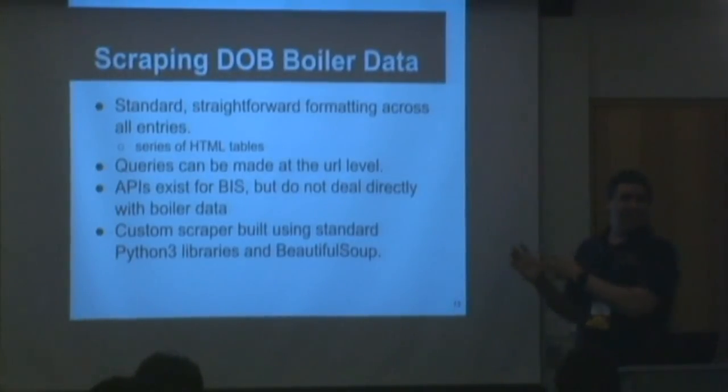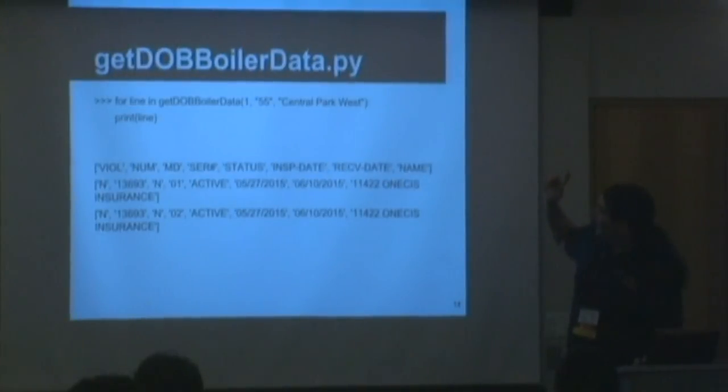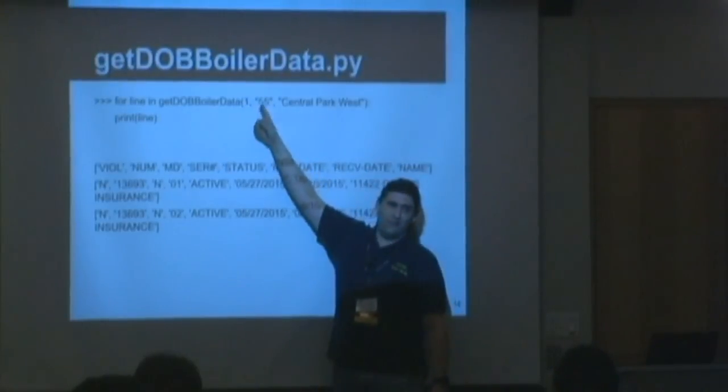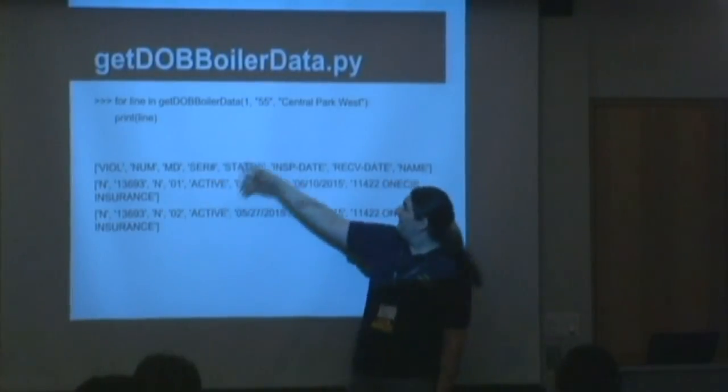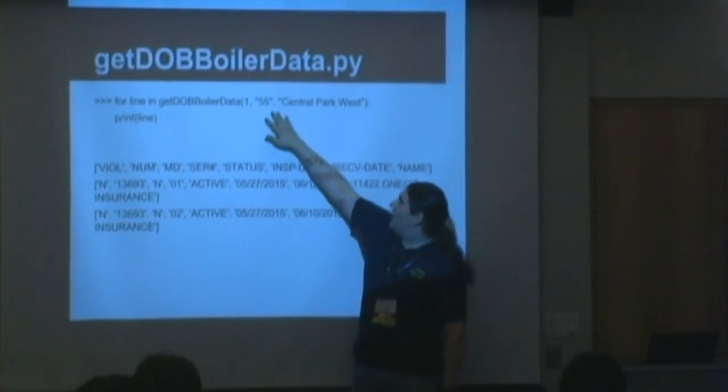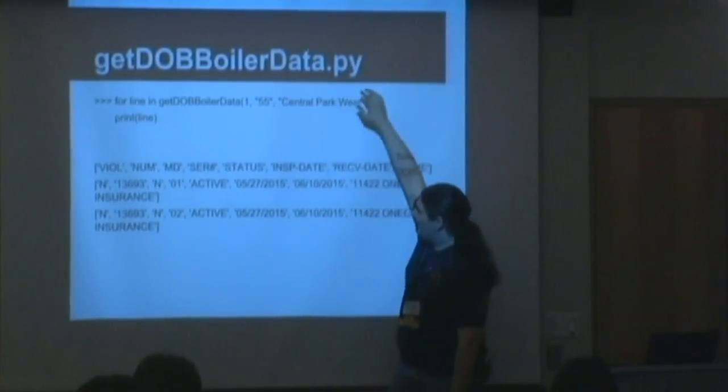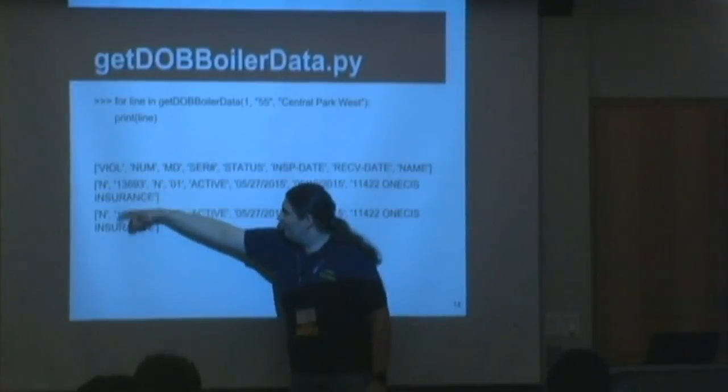Everything that comes out of this DOB BIS website is just a series of tables. So all we've got to do is find the right table and grab all the elements like I showed you. In the file I wrote, which is on my repository, I type in the borough code. It's 1 for Manhattan, 2 for Bronx, 3 for Brooklyn, 4 for Queens, 5 for Staten Island. And you put in 55 and, on a separate line, Central Park West. And it spits out this table.